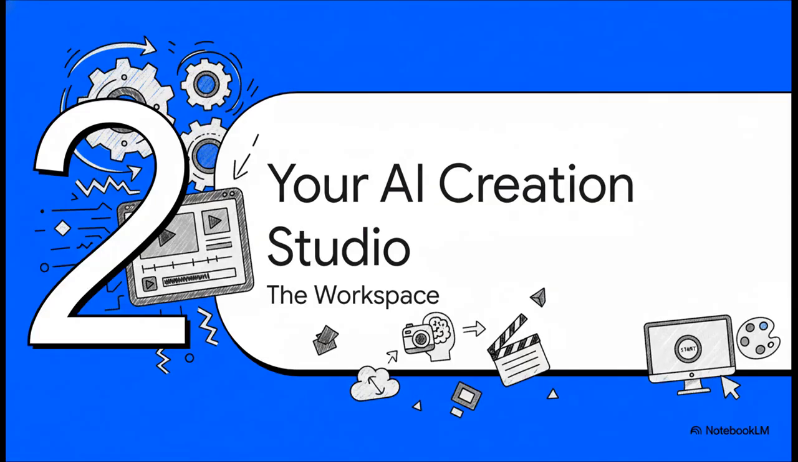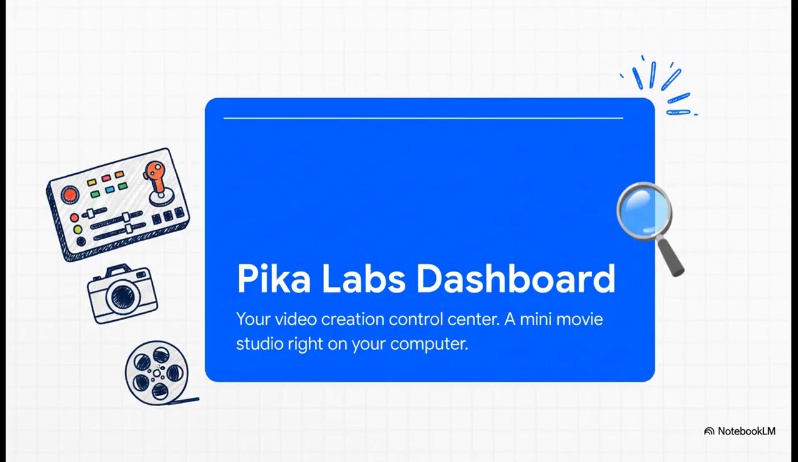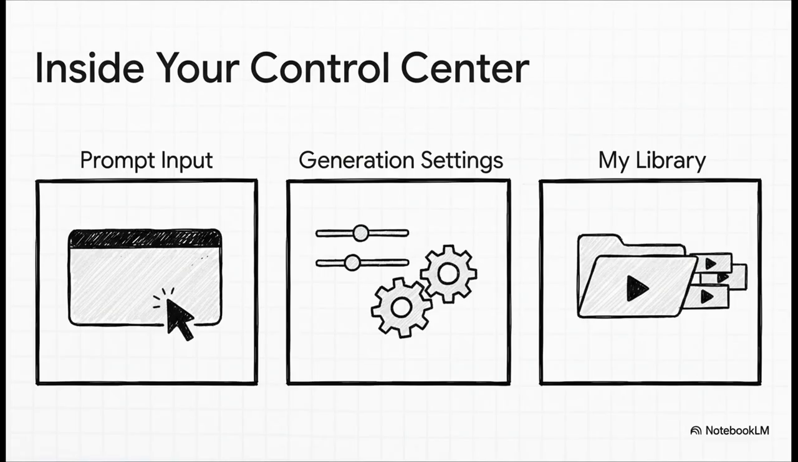Okay, time to step inside our new AI creation studio. Let's have a look around and see what we're working with. Now, when you first see the Pika Labs dashboard, don't let it intimidate you. Just think of it as your own personal movie studio, right on your computer. This is your control center, and literally everything you need to create is right here. And it all boils down to three main spots. You've got the prompt input, that's obviously where you're going to type your ideas. Then you've got the generation settings, where you can tweak things. And finally, My Library, that's where all your amazing creations are going to live.